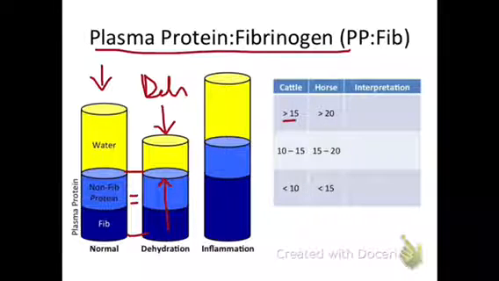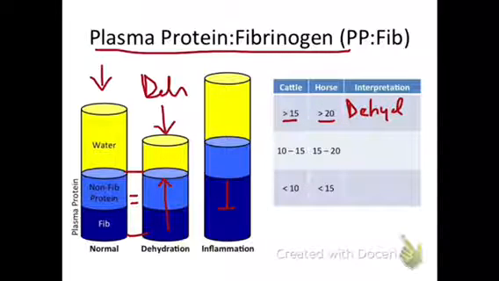So if this ratio is greater than 15 in cattle or greater than 20 in horses, then the interpretation is that the hyperfibrinogenemia is caused by dehydration. Now, during times of inflammation, fibrinogen production is increased. So this will cause the plasma protein to fibrinogen ratio to decrease. So if the plasma protein to fibrinogen ratio is less than 10 in cattle or less than 15 in horses, then the interpretation is inflammation.